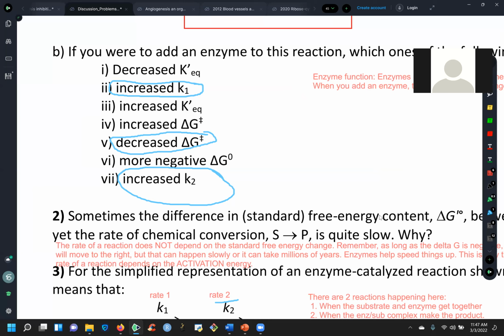Enzymes are really hardworking. They never want to stop. So they immediately release their product and go grab a new substrate, turn it into a triangle, and then release it. So that makes sense. So second, increase rate of second reaction.